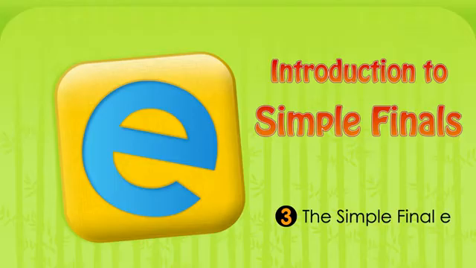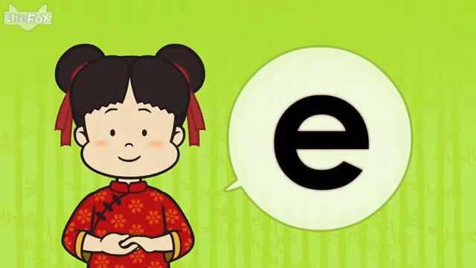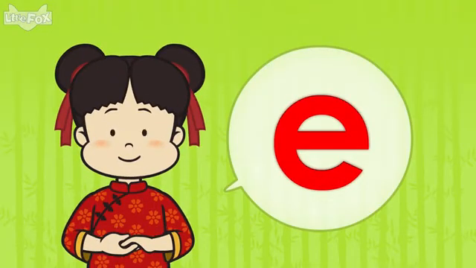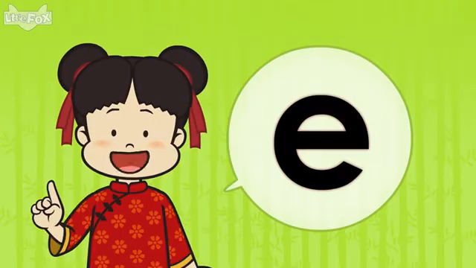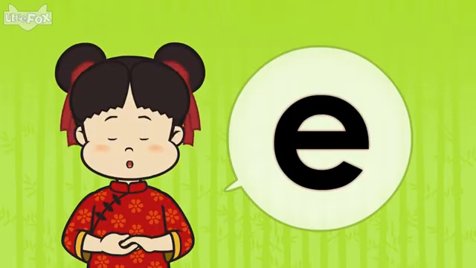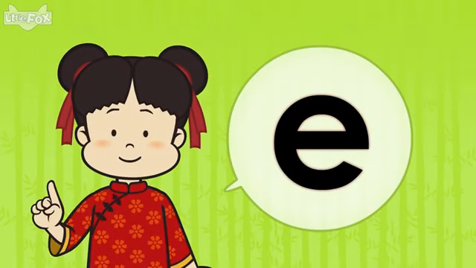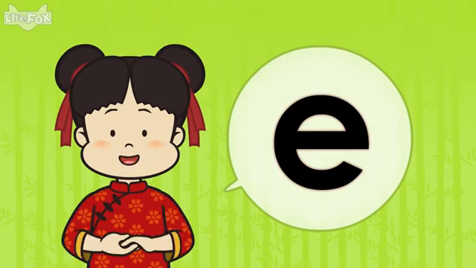Introduction to Simple Finals 3. The simple final e. I will teach you how to say this sound. First, round your lips and say the O in more. And at the same time, spread your lips apart as if you're smiling. Let's try it again.